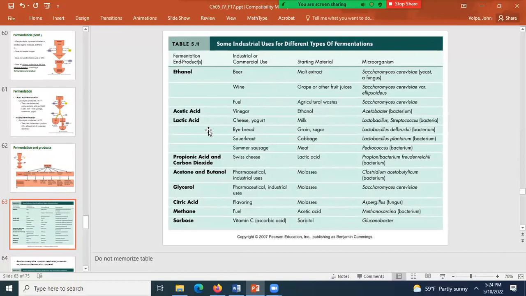Lactic acid fermentation makes a lot of fermented products like sausage, sauerkraut, rye bread, most cheeses other than Swiss cheese. And usually you use milk for that, but it can be other things, like for rye bread, it's rye flour. There's acetic acid fermentation that makes vinegar. You usually use wine to make that ethanol, to make the vinegar. And then there are other products made in industry, like acetone and butanol, glycerol, methane.